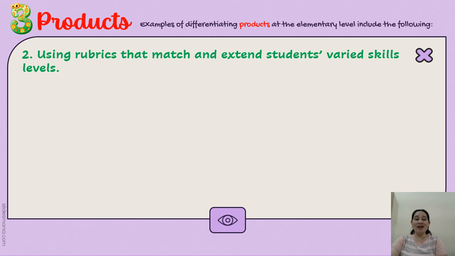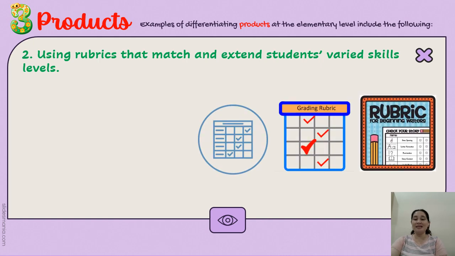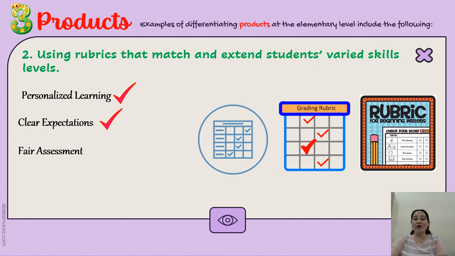Now, let's talk about the second one, using rubrics that match and extend students' varied skills levels. Why is rubric important? The first one is it's personalized learning. The second one is clear expectations. And the third one, it will lead the teacher for a fair assessment. And the last one, it's goal setting and for progress tracking.